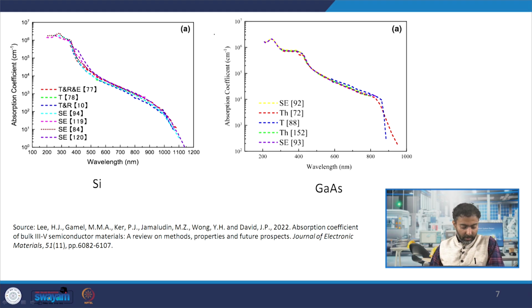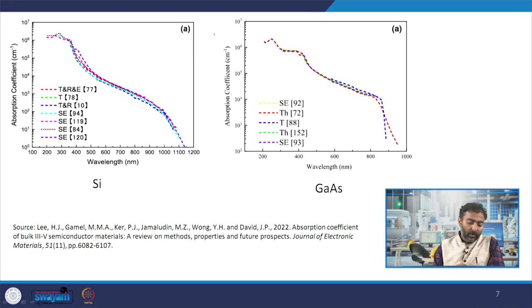in Journal of Electronic Materials in the year 2022, and it's a review paper. The title is Absorption Coefficient of Bulk III-V Semiconductor Materials, a review on methods, properties and future prospects. So, these authors have done a review of the existing literature on how the absorption coefficient at different wavelengths behaves in silicon and gallium arsenide solar cell materials.